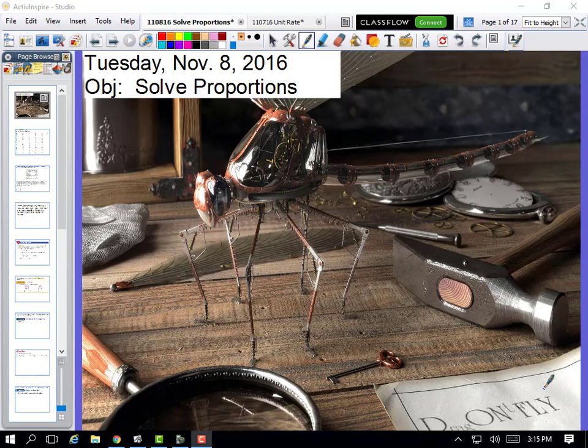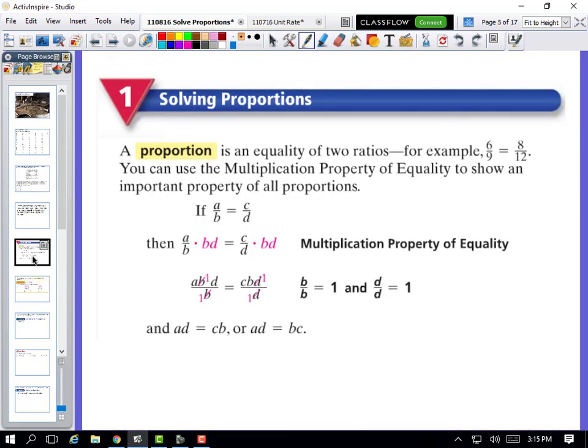Today let's talk about solving proportions. So let's get right into that. First question we have to ask ourselves is, what is a proportion? Well, a proportion is an equality of two ratios. It is just saying that two ratios are equal. That's all it amounts to.